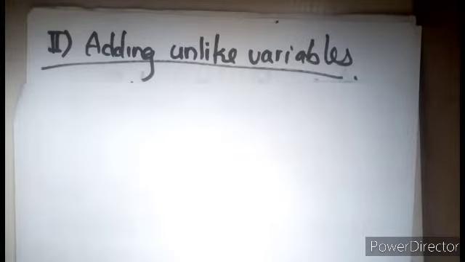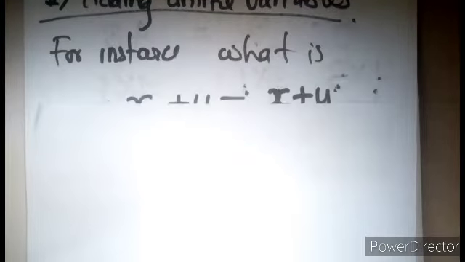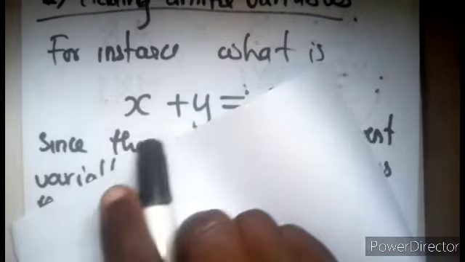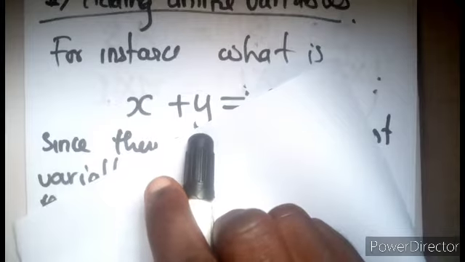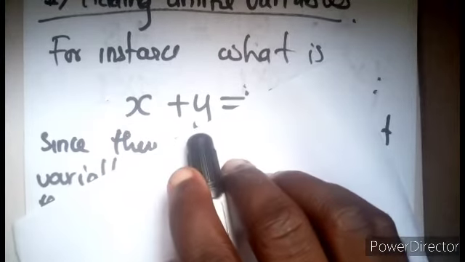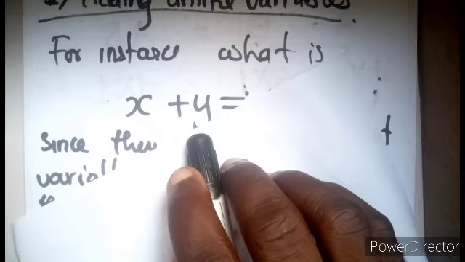The second case we'll consider is adding unlike variables. Now, unlike in the previous case where we add like variables that are the same, if you consider x plus y, the question is, what is x plus y? Of course, we can't really add two unknown things. It's like someone is asking you to add one apple to one banana. How do you add that?